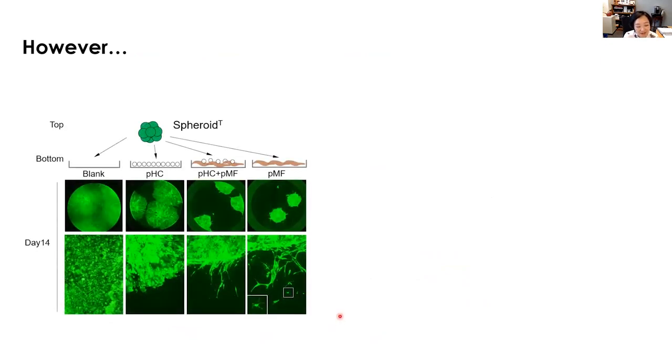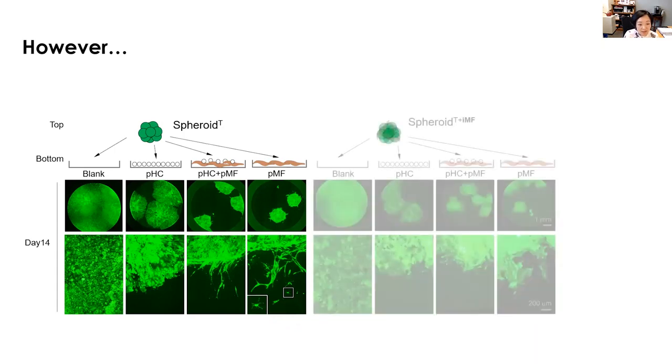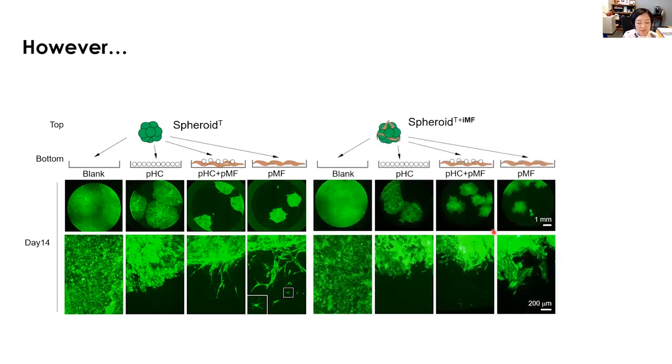However, there's always a however. What we found is that if we maintain this culture longer, something's happening here. In these conditions where I have PMFs in the culture on the bottom layer, these tumor spheres become hairy. They have processes growing out of them, and some actually become disseminating tumor cells. We noticed that this phenomenon is less in the IMF condition, although when you have PMFs outside, they also seem to make the tumor cells more invasive.